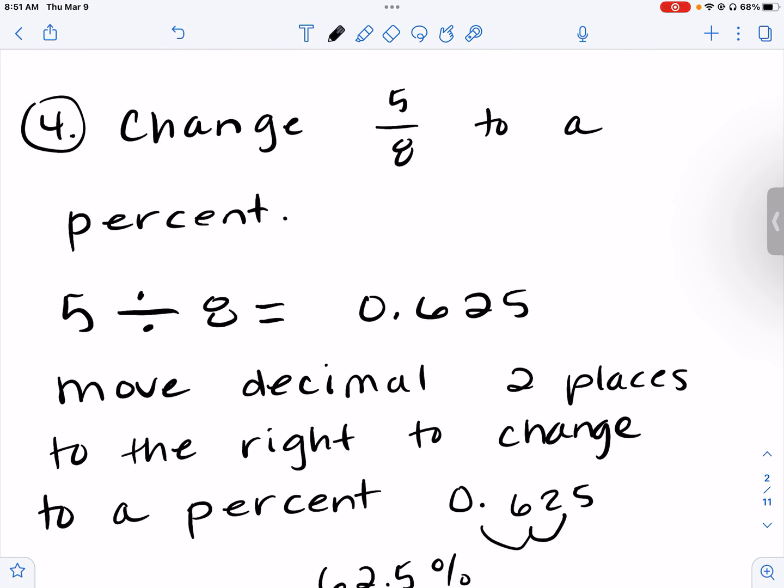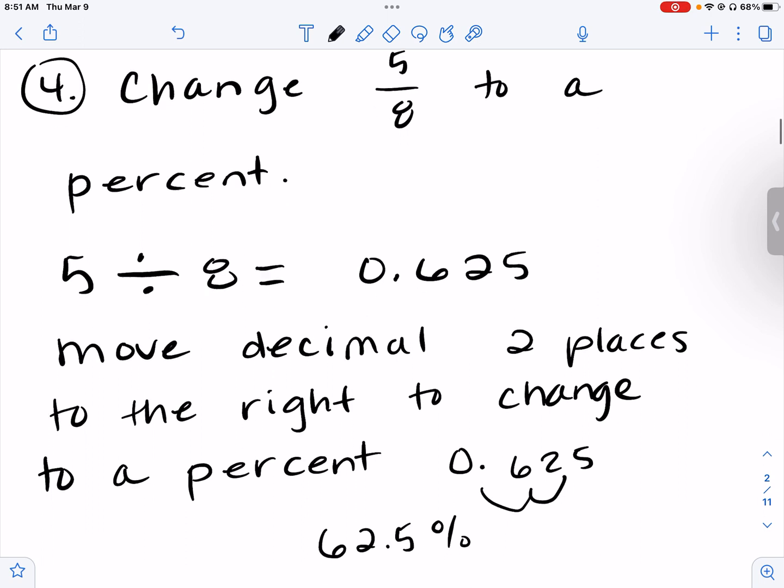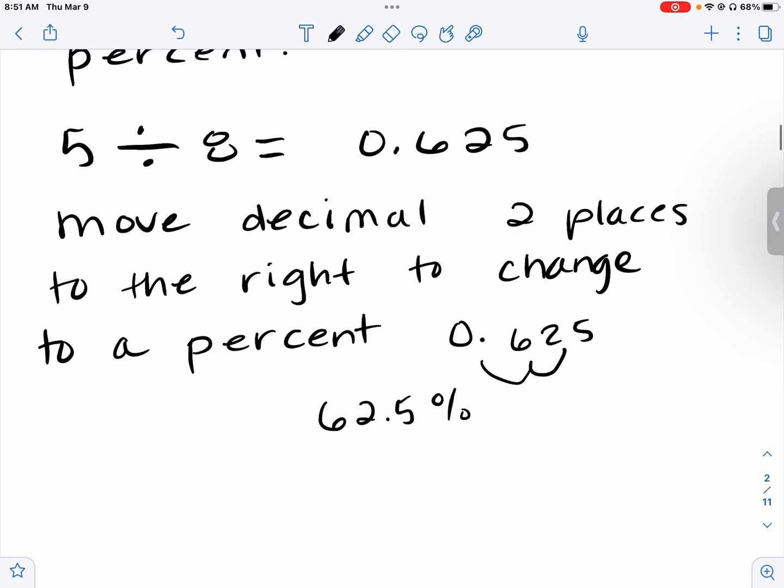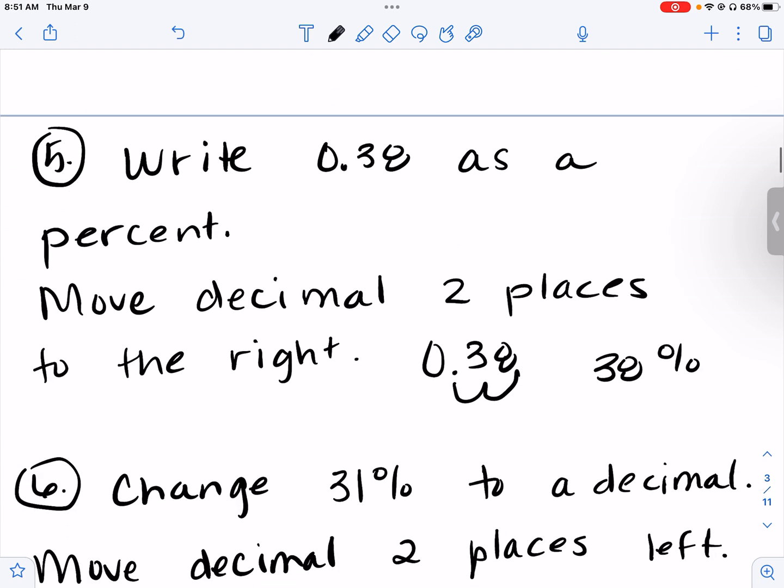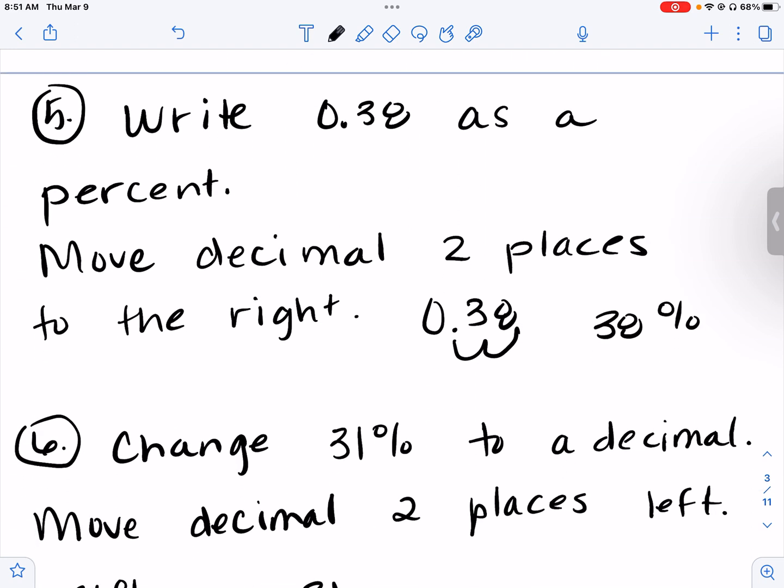Change 5 over 8 to a percent. Okay, that means 5 divided by 8 equals 0.625. To change to a percent, move the decimal 2 places to the right. So we get 62.5%. Number 5, write 0.38 as a percent. Move the decimal 2 right. So that becomes 38%.